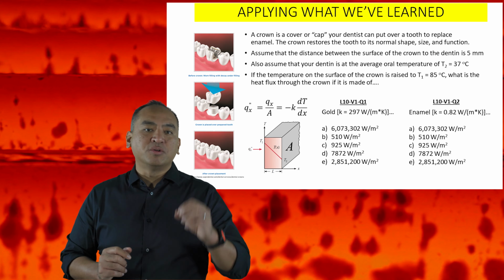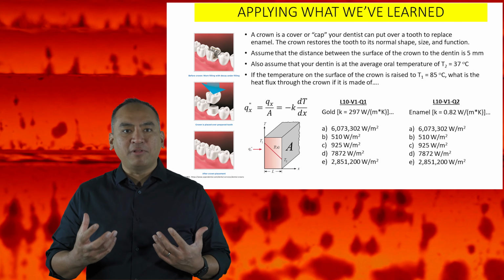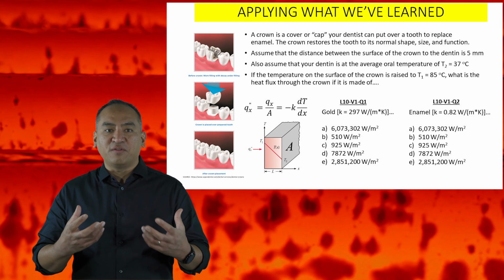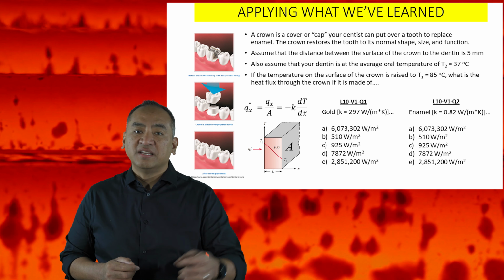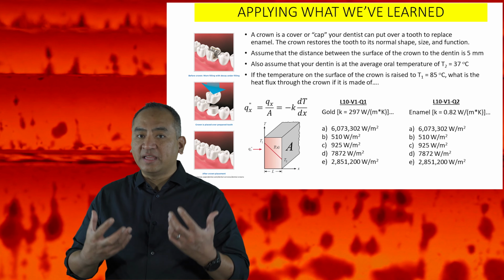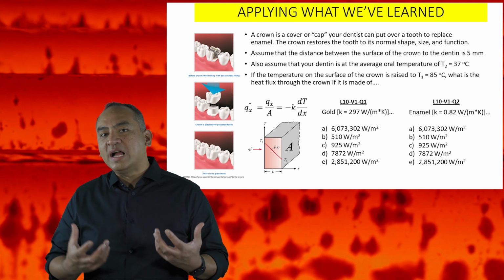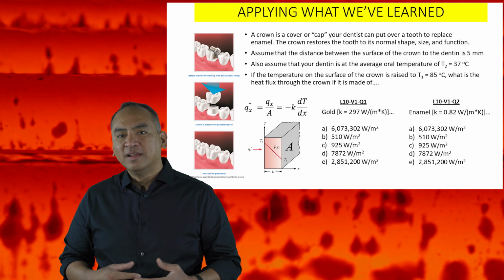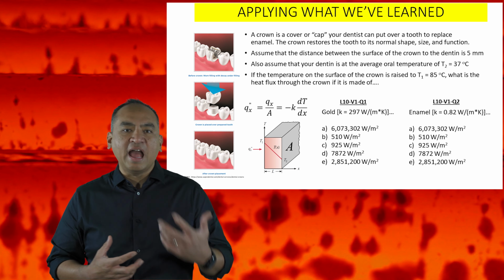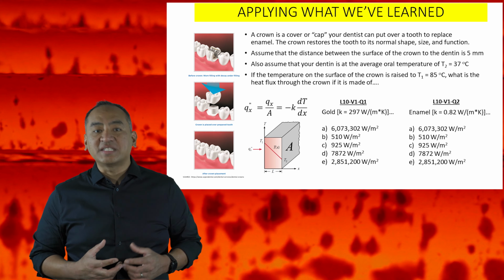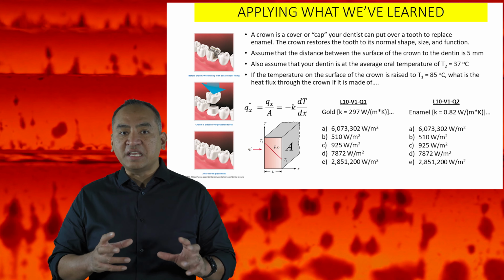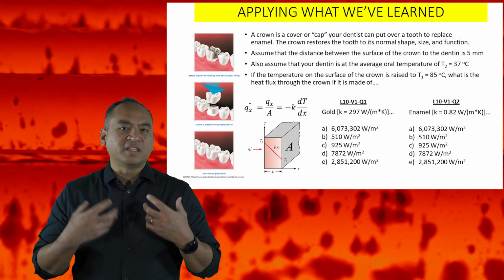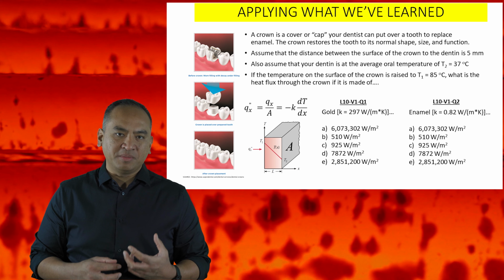Before we dive into thermal conductivity, let's apply what we've learned about Fourier's law. A crown is a cover or cap your dentist puts over a tooth to replace enamel. The crown restores the tooth to its normal shape, size, and function. Let's assume that the mouth has an average oral temperature of 37 degrees Celsius, and the dentine in a tooth is also at that temperature. Let's also assume that the crown has a thickness of 5 millimeters.